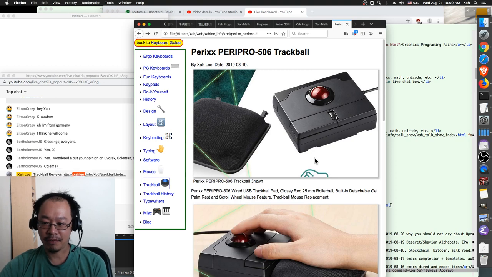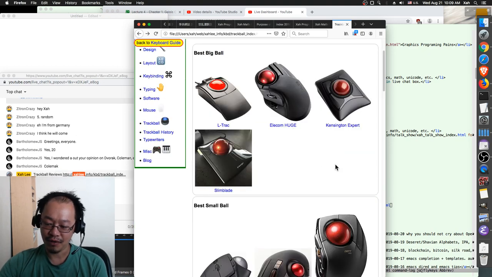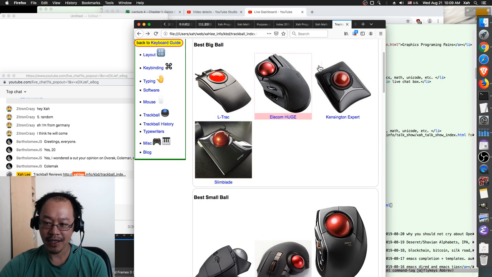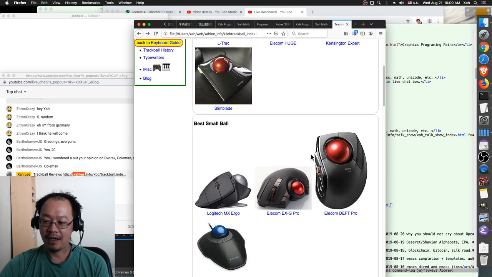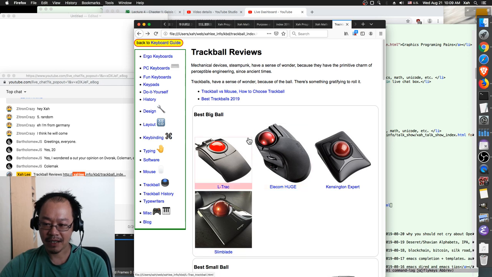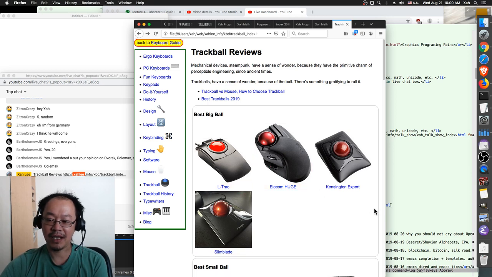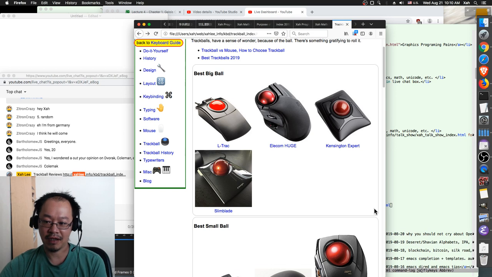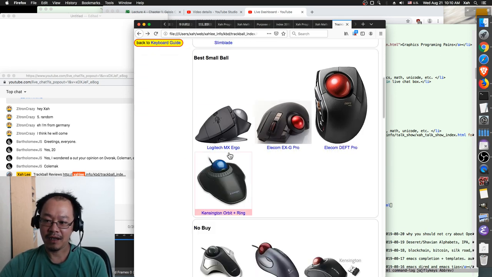On the other hand, for trackballs, the larger ball is usually better, but of course then it takes more desk space. So these are the best large ball trackballs. Usually they are $70 or $80. And here are kind of smaller trackballs.